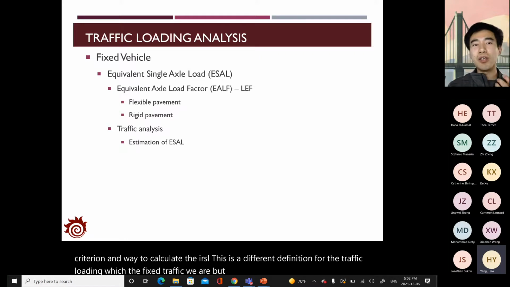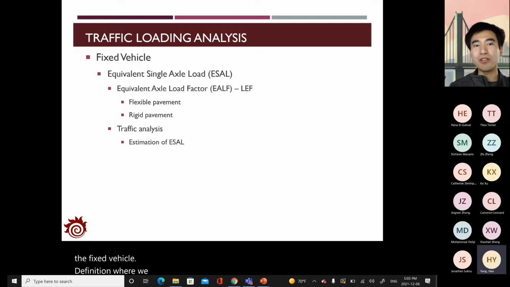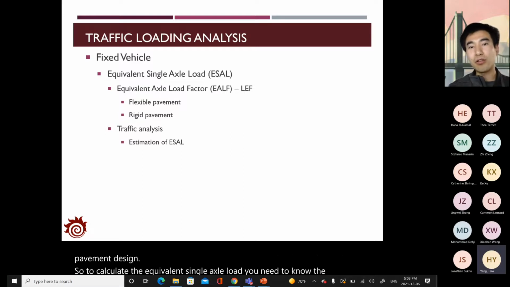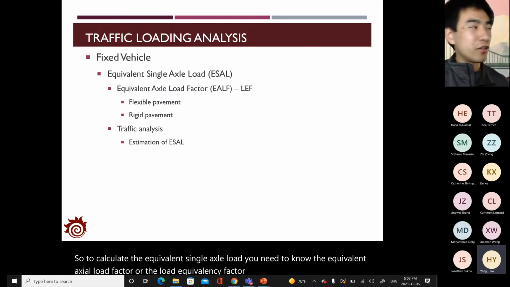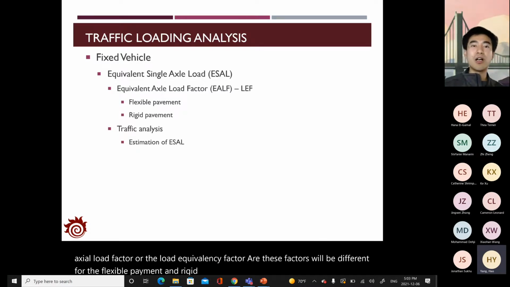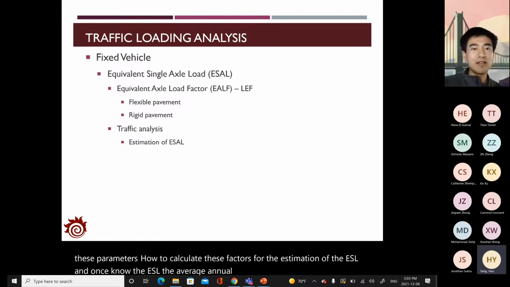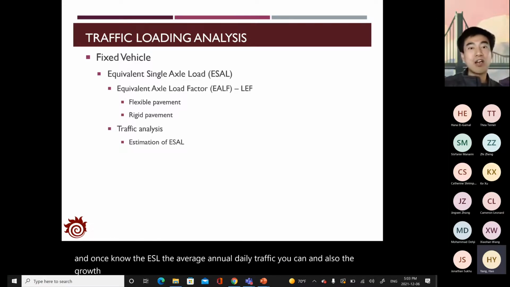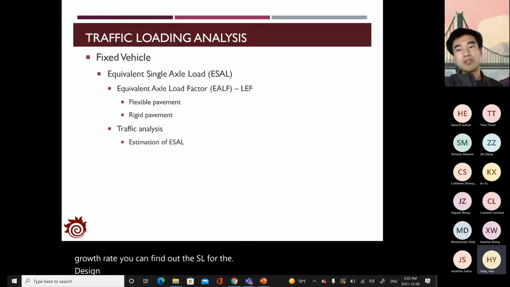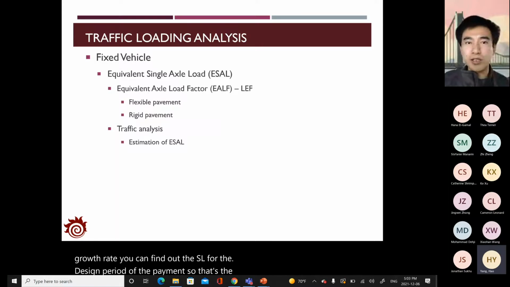But more importantly, we introduced the fixed vehicle definition, where we have the equivalent single axle load defined for the pavement design. To calculate the equivalent single axle load, you need to know the equivalent axle load factor, or the load equivalence factor. These factors will be different for flexible pavements and rigid pavements. You need to know how to calculate these factors for the estimation of the ESAL. And once you know the ESAL, the annual average daily traffic, and also the growth rate, you can find out the ESAL for the design period of the pavement. So that's the first part about traffic loading analysis.